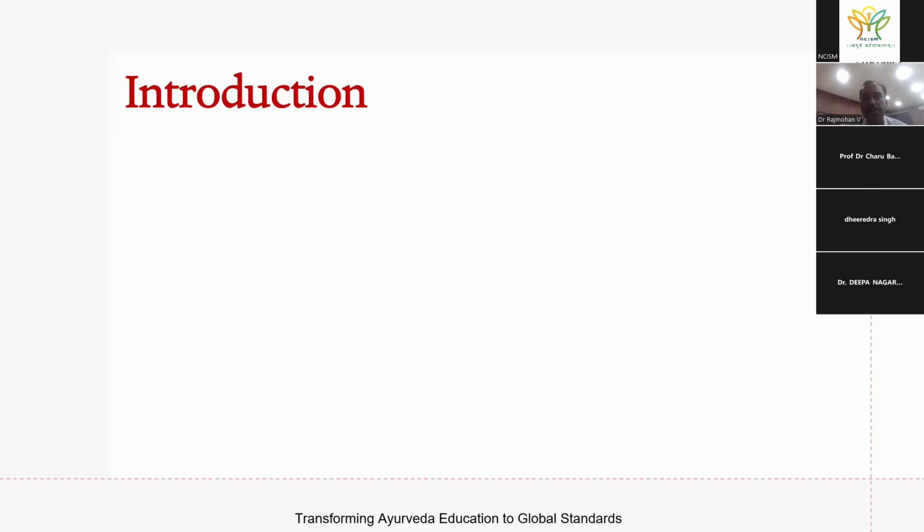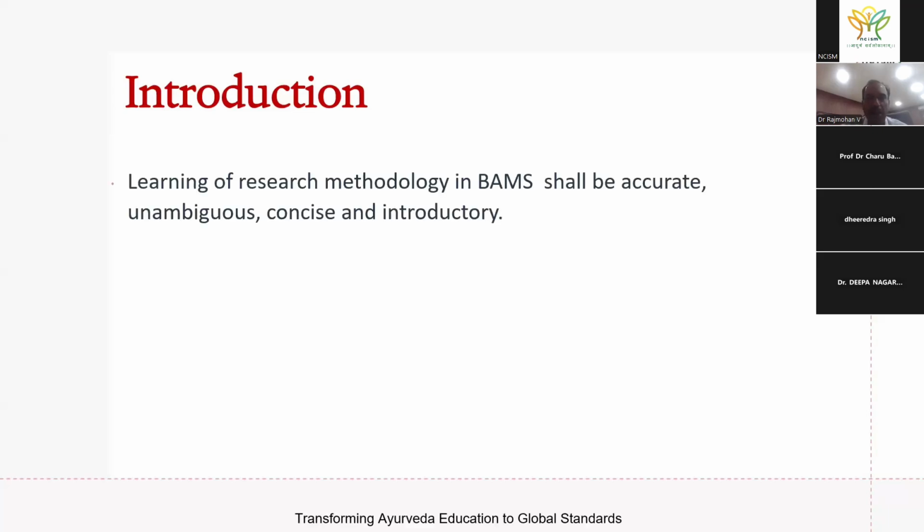research methodology syllabus to be very accurate. So we have prepared it on three major guiding principles: learning of research methodology in BAMS shall be accurate, unambiguous, concise, and introductory.